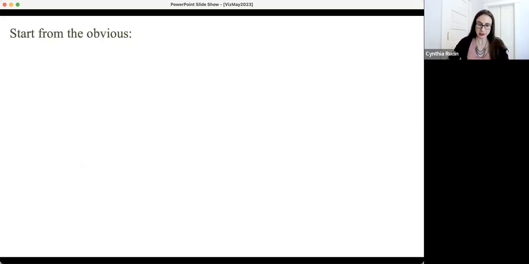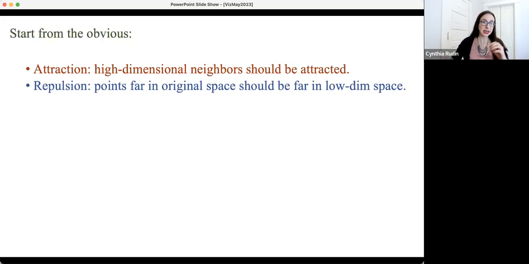So we'll start from the obvious, which is that if you have neighbors in high dimensional space, we should attract them when we put them in low dimensional space. They should be close together. And if you have points that are far in high dimensional space, they should be far in low dimensional space. So we should repulse them, okay? You'd think, all right, that sounds like a reasonable thing to do. Let's give it a try.